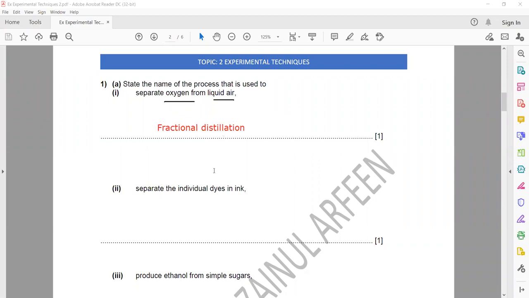If you want to separate individual dyes in ink, so if you want to separate dyes, colors, food colors, amino acids, what we do, we use a technique that is known as chromatography. So chromatography is used to separate dyes or colors from each other.